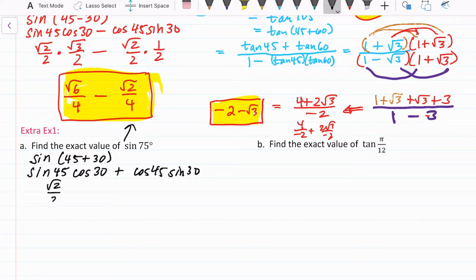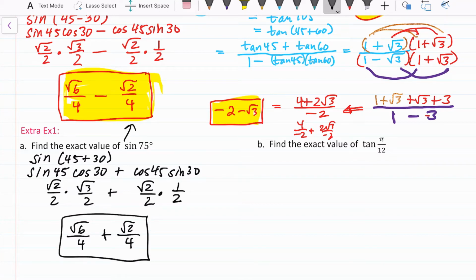So radical 2 over 2 times radical 3 over 2 plus radical 2 over 2 times 1/2. So radical 6 over 4 plus radical 2 over 4. And again, we cannot add those together because the radicals are different. And we can't reduce them because one of the numbers is in the radical and one is outside of the radical.